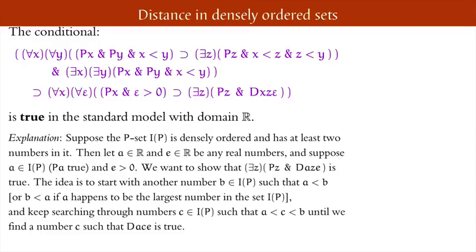The idea is to start with another number B in the P set such that A is less than B, or B is less than A in the case that it happens that A is the largest number in the P set. And from that B, keep on searching through numbers C in the P set such that C lies between A and B, and these numbers C are guaranteed by the dense ordering property. We keep on searching until we find a number C such that DACE is true.